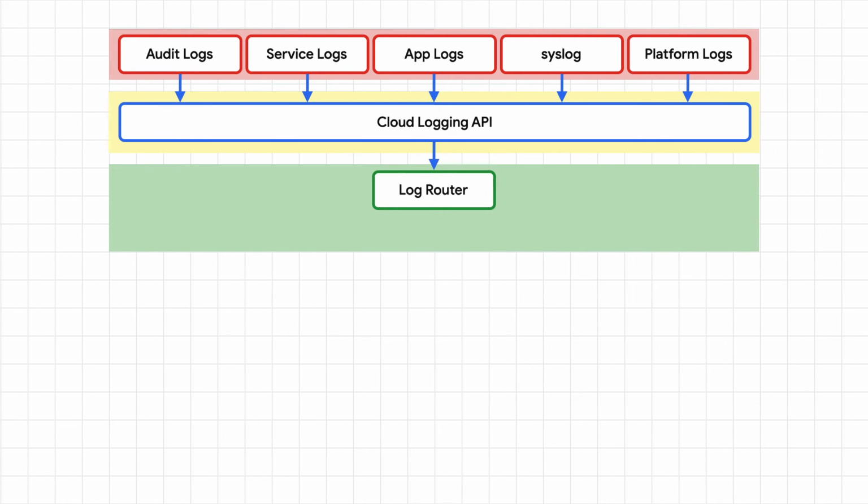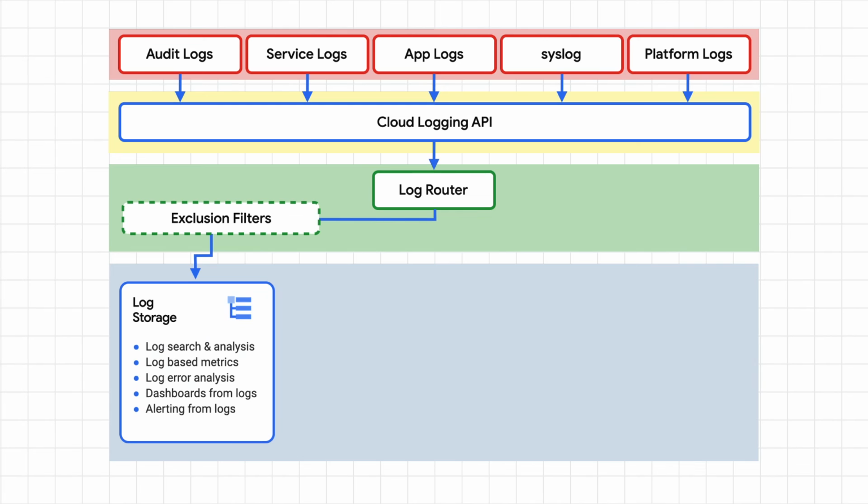This is the internal plumbing that determines what happens to log entries that it receives. The log router evaluates each entry to determine whether it meets the filter criteria for any exclusions. If an exclusion is applicable, that entry is discarded. If that's not the case, the entry is stored in the Cloud Logging backend and is then available to be queried through the Logs Viewer or for log-based metrics.